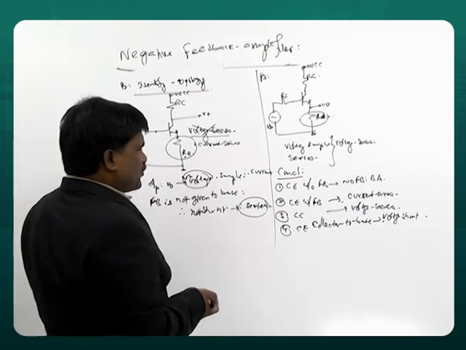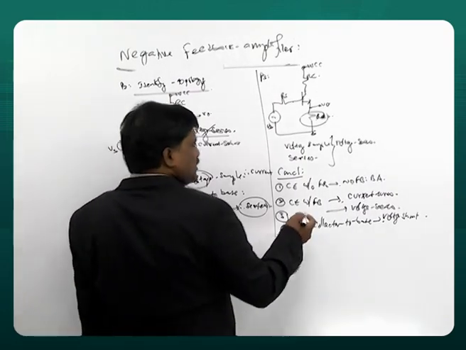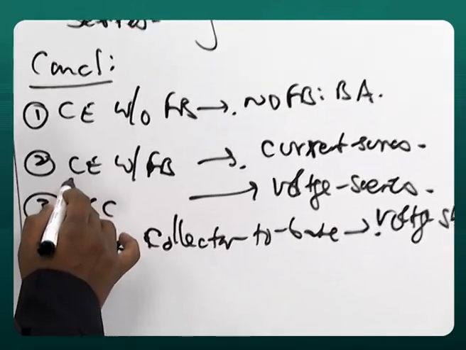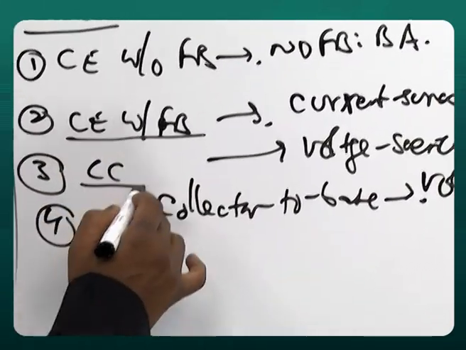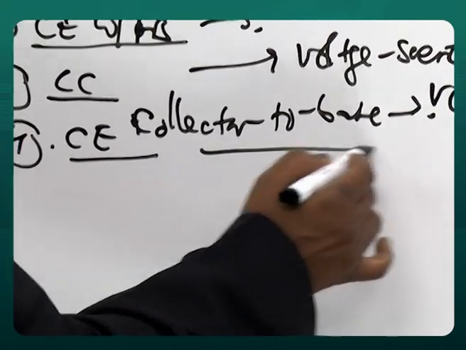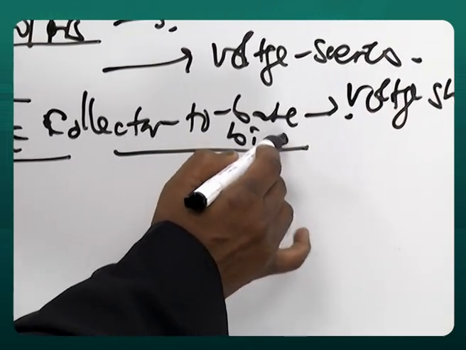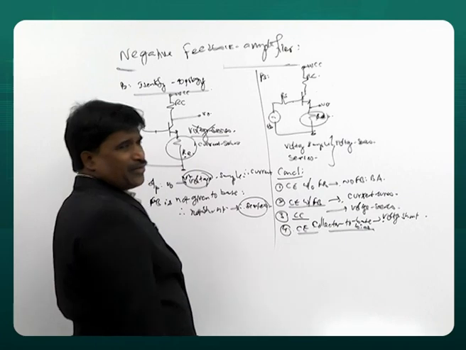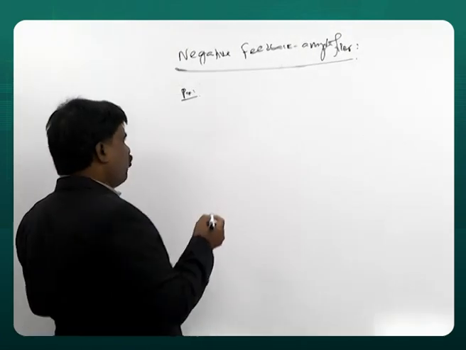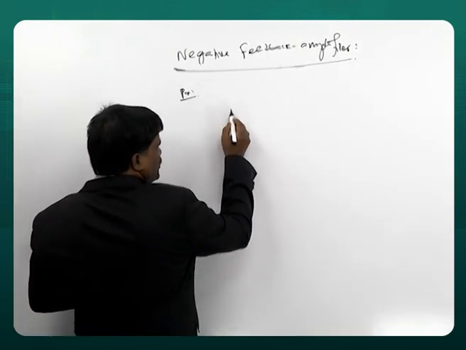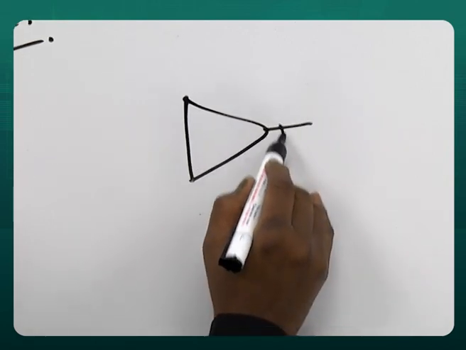So identification of topology, and there are very serious objective questions. Common emitter without feedback, common collector, collector to base, bias. These are the different names we have. Problem 4. Let us look at op-amps.